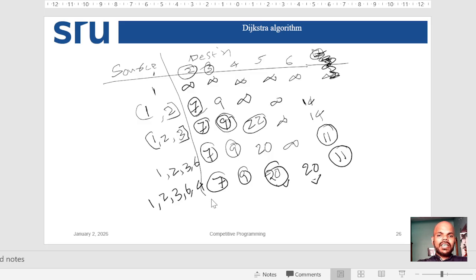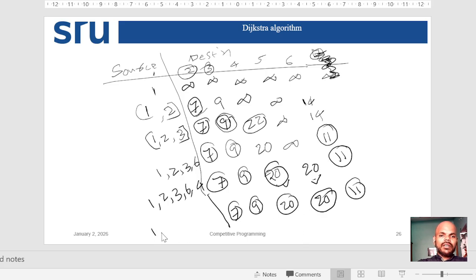So what else is left again? 7 you already relaxed, 9 already relaxed, 20 already relaxed, 11 already relaxed, right? So next, what is left is only 20 to be relaxed. There is no other path, only 20 gets relaxed. So then you write 1 comma 2 comma 3 comma 6 comma 4 comma 5. So these are the shortest paths from one to other places.